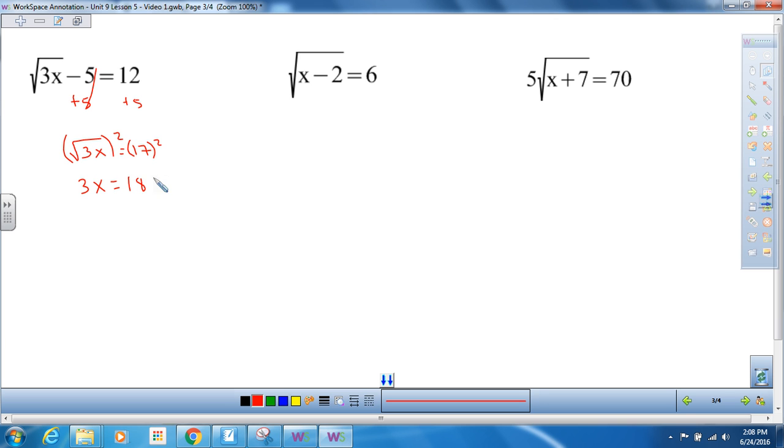Okay, 17 squared is 189. And then you divide 189 by 3. And actually, I'm sorry, it's 289. 289, and divide that by 3, and you're going to get a decimal. So I don't want to round, let's just leave it as a fraction.